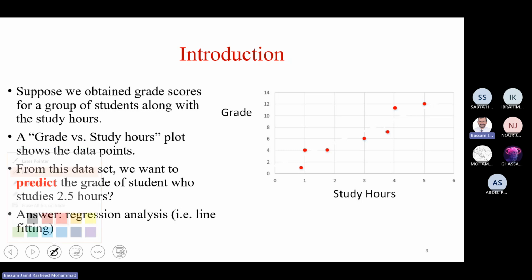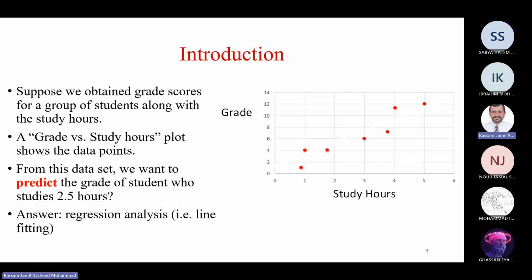Basically, I collected 1, 2, 3, 4, 5, 6, 7 points about students. And I asked these students how many hours they study, and what is the grade they have achieved? So this student, for example, studied, let's say, 0.9 hours, and they achieved, let's say, a 1 point something grade. This student studied for 1 hour and achieved a grade of 4.